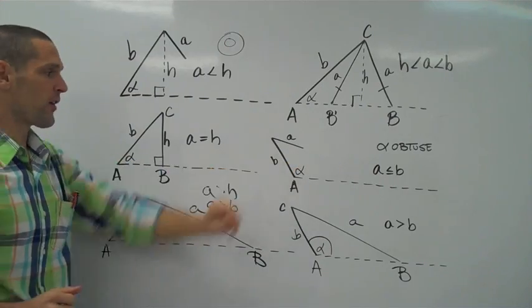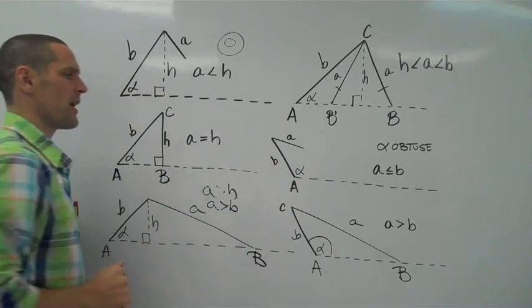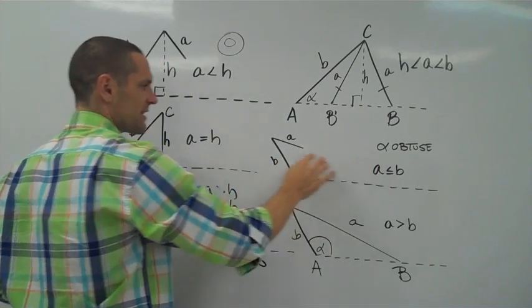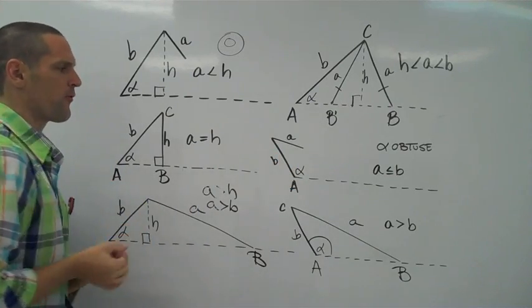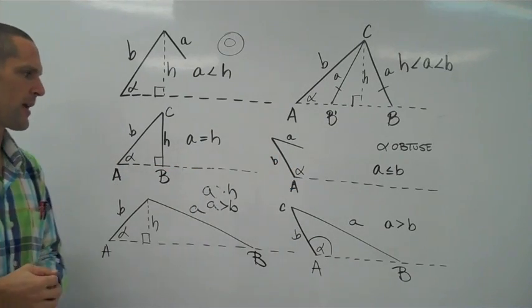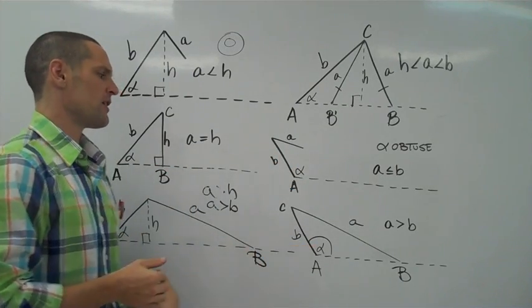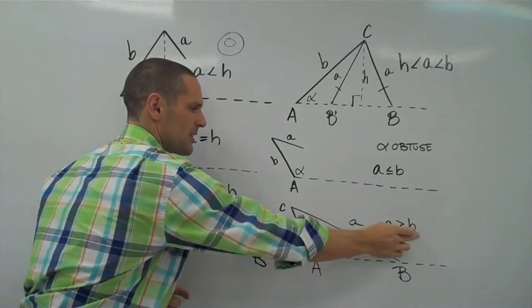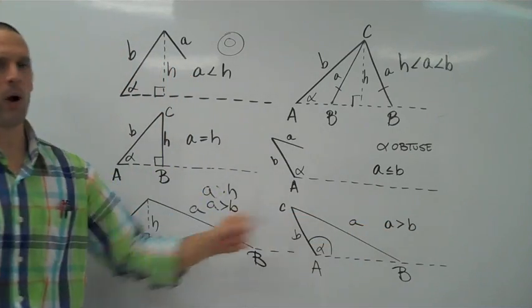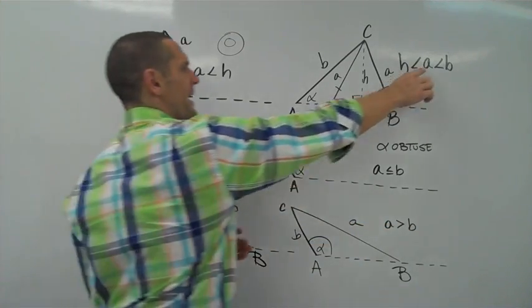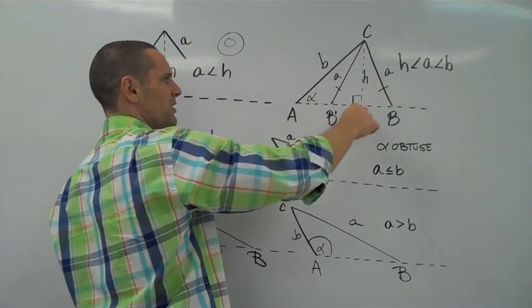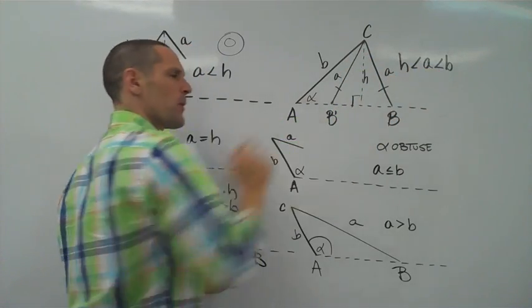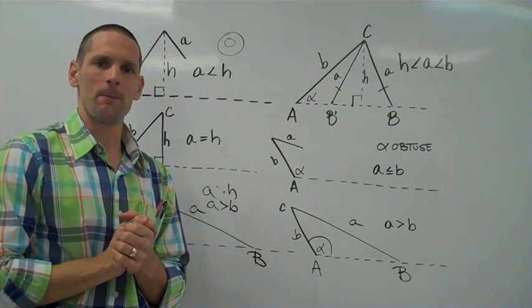If the angle alpha is obtuse, greater than 90 degrees, and A is less than or equal to B, I will not be able to form a triangle. There's 0 triangles you can make there. And if angle alpha is obtuse, only if A is greater than B will I be able to make one triangle there. So when A is greater than H but less than B, that's when we're going to have our case of the ambiguous triangle.